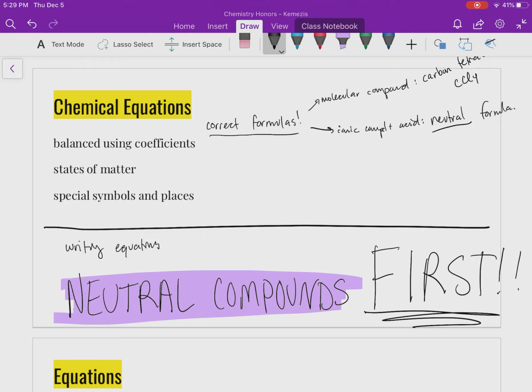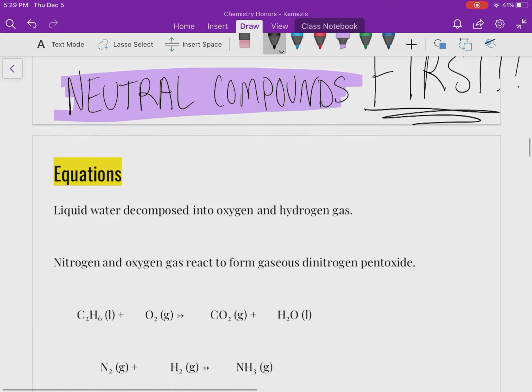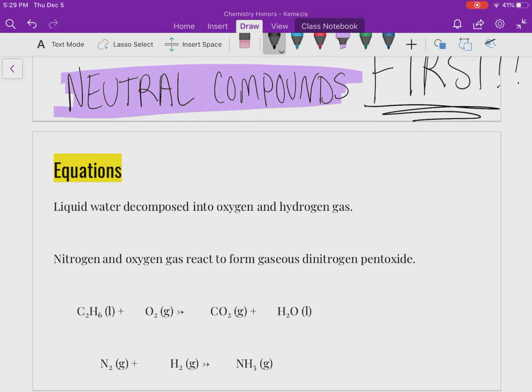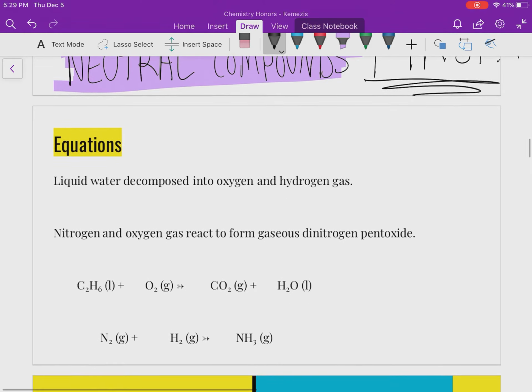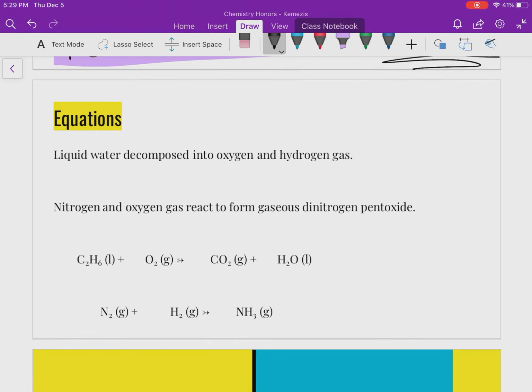So when you're writing equations, we're going to write the symbols of the formulas and symbols of everything first, and then we are going to backtrack and start balancing. Okay, so here, we'll do these examples and then I'll throw in another example so that we can see this idea of neutral compounds first. So what I'd be asking you to do is write a balanced equation. Sometimes you're given the equation, you just have to balance it. Other times you're given the words and you have to write the equation and then also balance it.